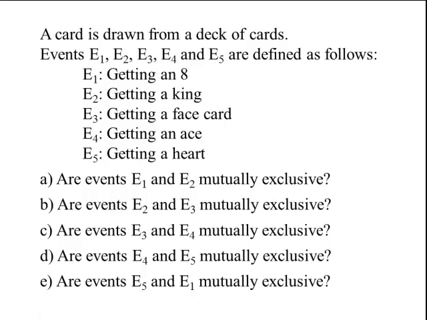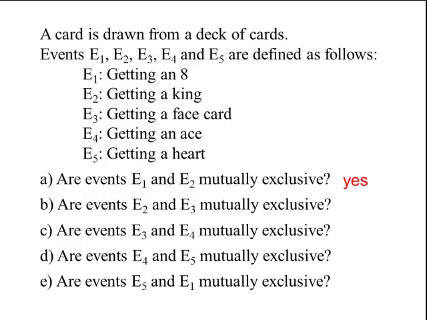Okay, let's look at an example. The experiment is a card is drawn from a standard deck of cards, and we have 5 events. Event 1 is getting an 8, event 2 is a king, 3 is a face card, 4 is an ace, and 5 is a heart. Are events E1 and E2 mutually exclusive? Yes, because you cannot have a card that's an 8 and a king at the same time.